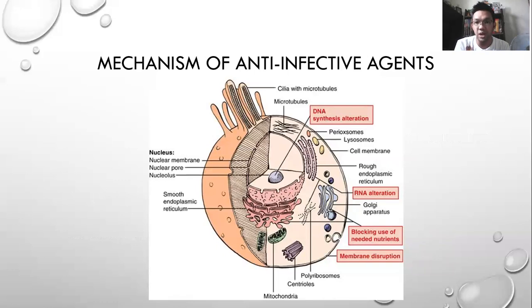So we have different areas where anti-infectives act on inside the cell. They can go into the nucleus and disrupt the DNA synthesis. Sometimes, some of them disrupt or alter RNA synthesis. They also block certain nutrients, such as the nucleosides in antivirals. And they destroy the cell membrane. They disrupt the cell membrane, causing all of these components inside the cell to leak out of it.